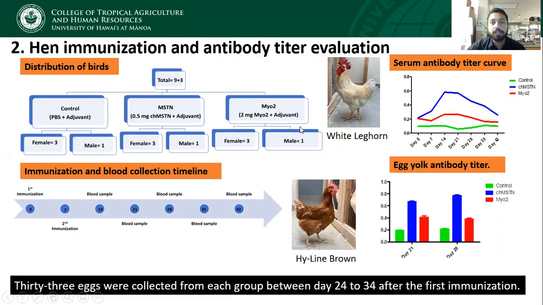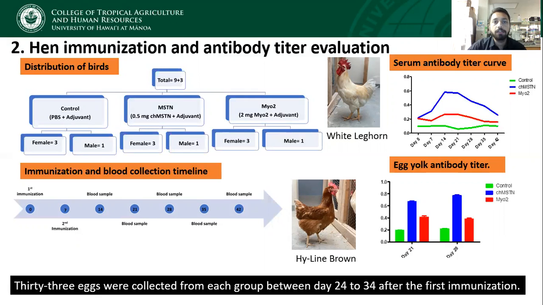Blood samples were collected at weekly intervals for antibody titer determination. ELISA performed with blood serum shows peak anti-myostatin antibody titer around day 14 and day 21 from the first day of the immunization. To confirm the transfer of anti-myostatin antibody from serum to egg yolk, we performed ELISA with egg yolk IgG. The ELISA shows peak anti-myostatin antibody in egg yolk around day 21 to day 28 from the first day of the immunization.